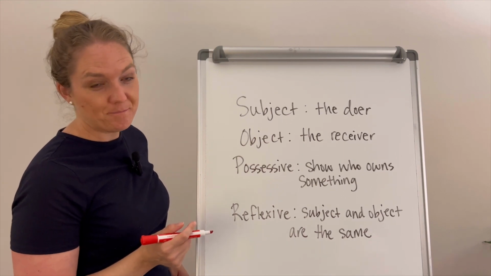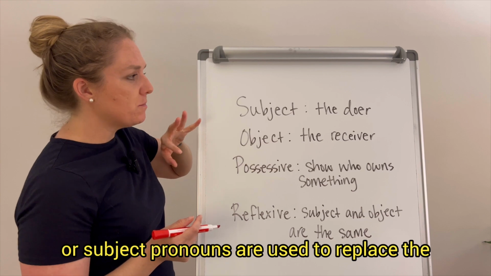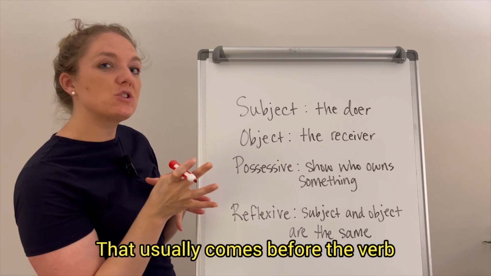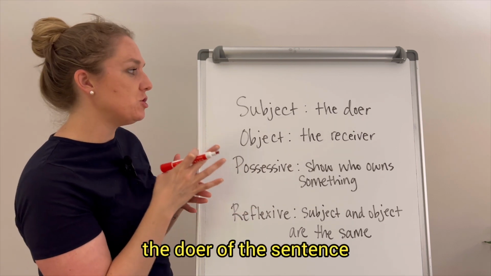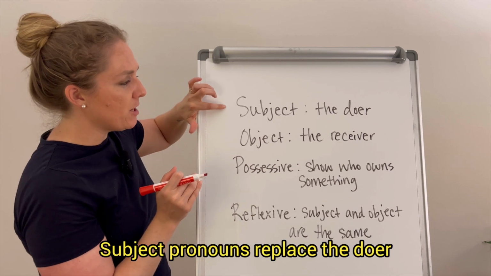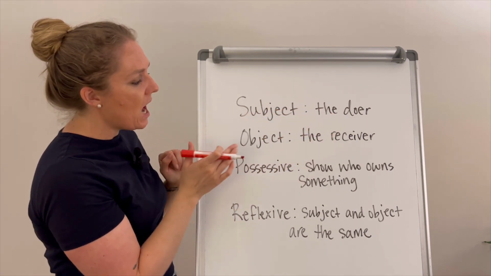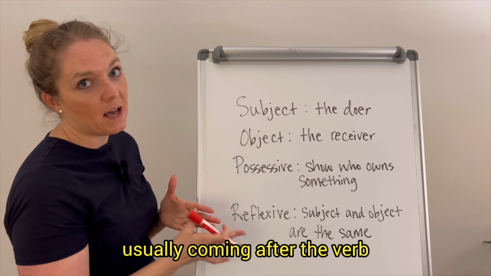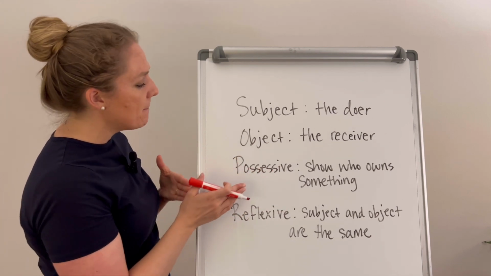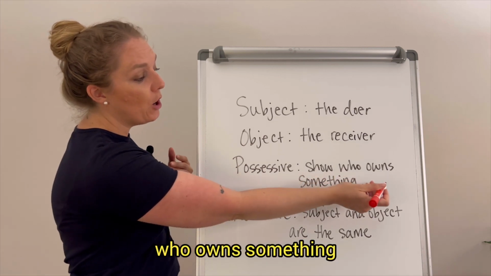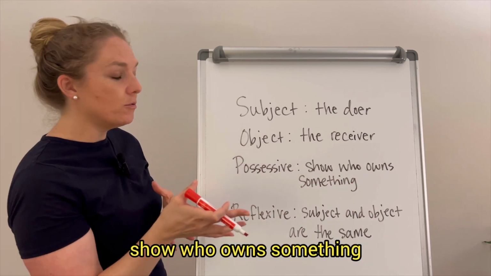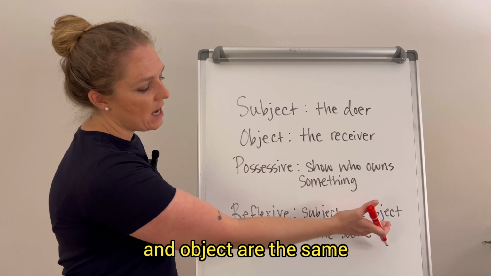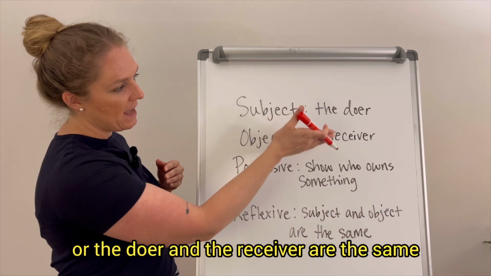Let's review quickly. The subject pronouns are used to replace the doer of the sentence. That usually comes before the verb, the doer of the sentence. Subject pronouns replace the doer. Object pronouns replace the receiver of the sentence, usually coming after the verb. Possessive pronouns show who owns something, and reflexive pronouns are used when the subject and object are the same, or the doer and the receiver are the same.